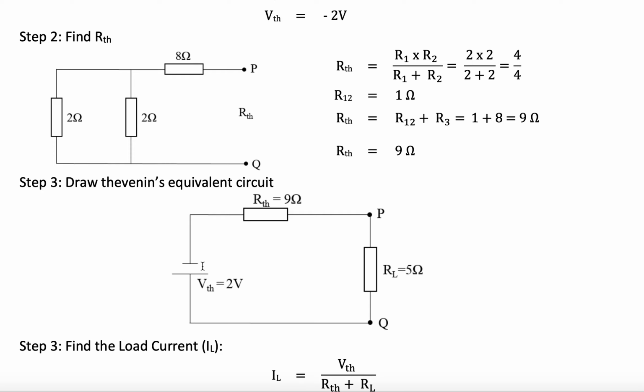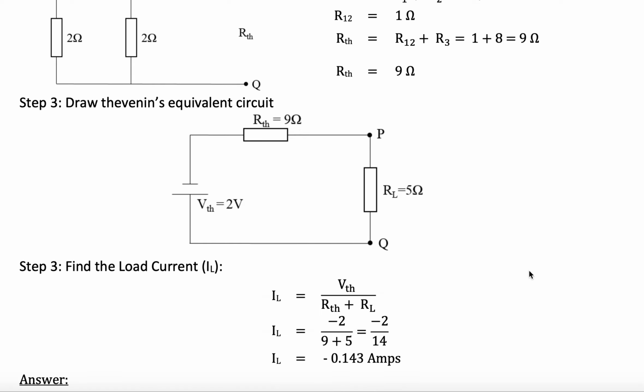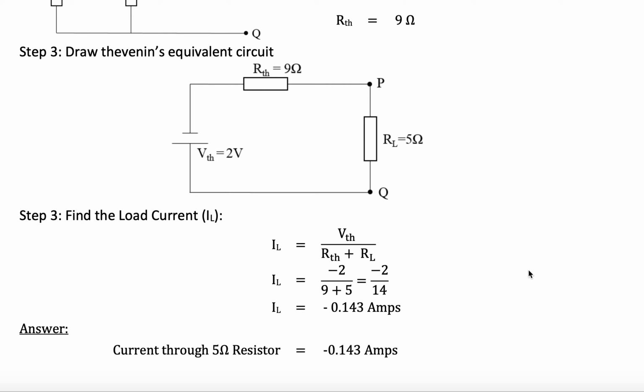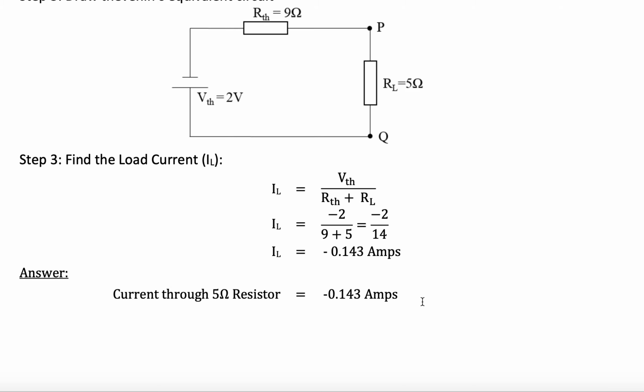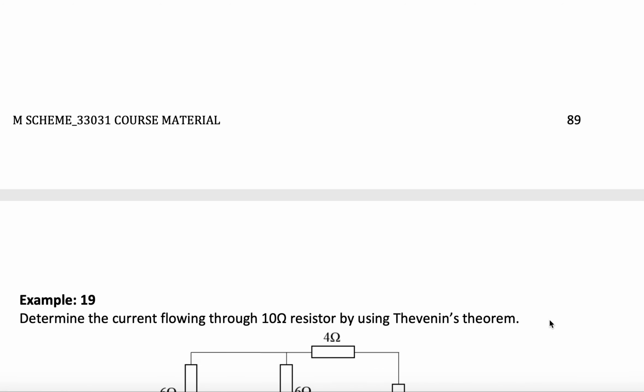Now place the equivalent circuit VTH, RTH and RL also. Find the current. Current is 2 upon 14, that is 1 by 7. Okay, and the current direction is from Q to P, not from P to Q. That is what the negative sign indicates.